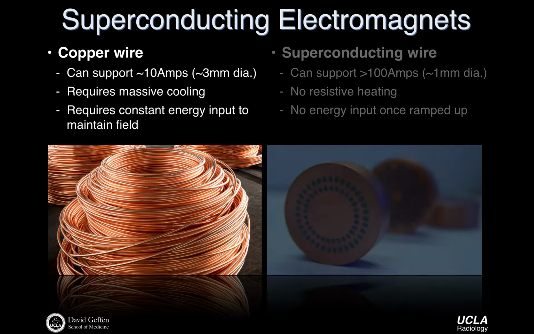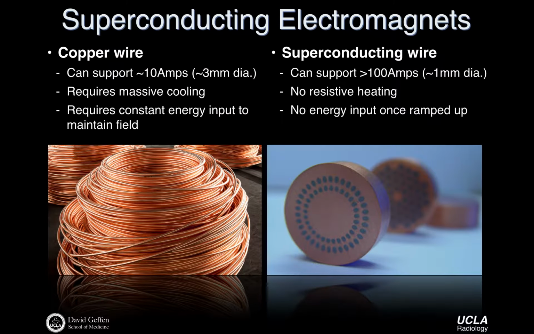So you have this giant, huge, heavy, hot magnet, and you're going to have a 3-megawatt power supply sitting next to it that's just going to be continuously dumping energy into it because of this resistive loss. And you'll probably just melt the wire anyway. So it's not really a practical design for very high magnetic fields.